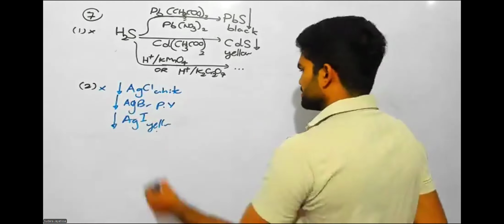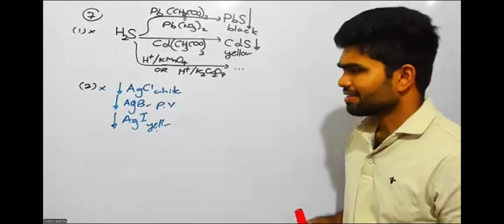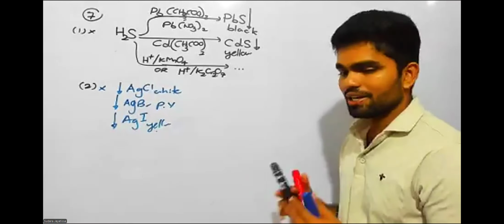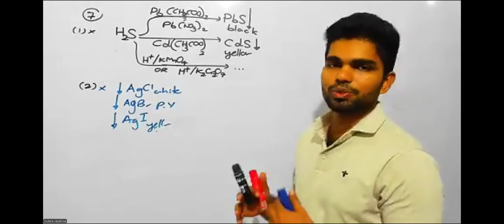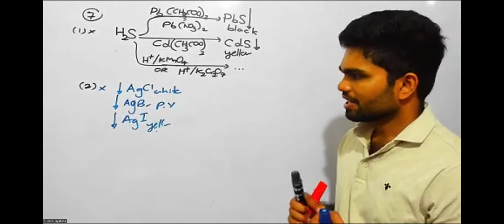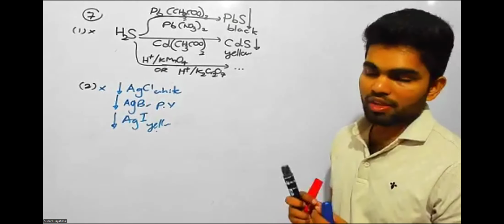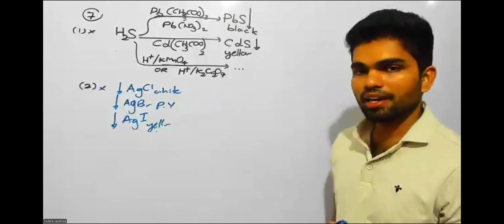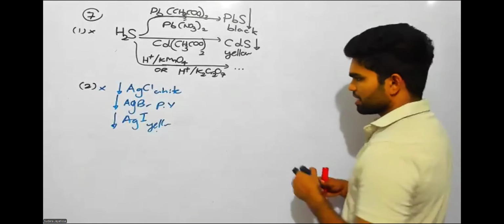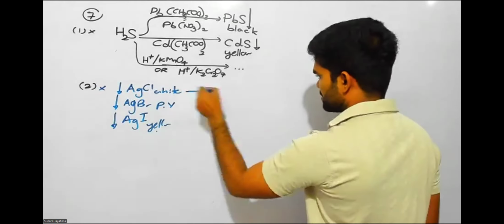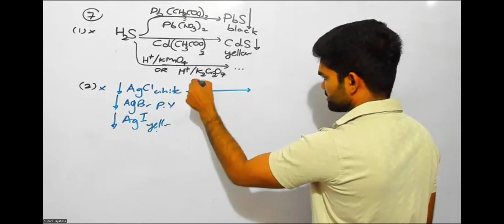There is a confirmation test for these three precipitates, because the white and pale yellow colors are somewhat difficult to tell apart. So in that case we have an alternative method, a confirmation test. That confirmation is done by adding ammonium hydroxide, or aqueous ammonia. It may be dilute or conc, no problem.